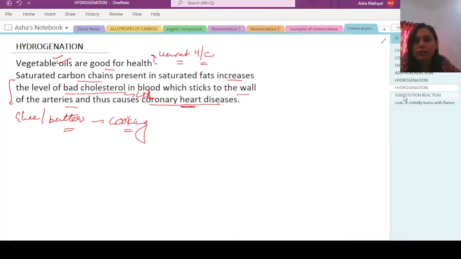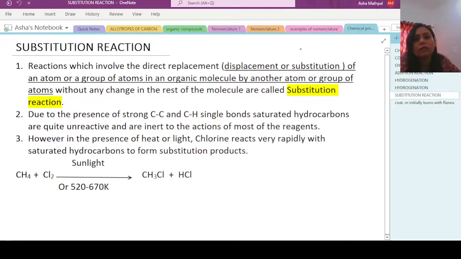Now the next reaction, the next chemical property of carbon, is the substitution reaction.